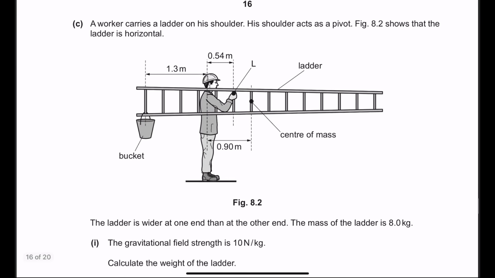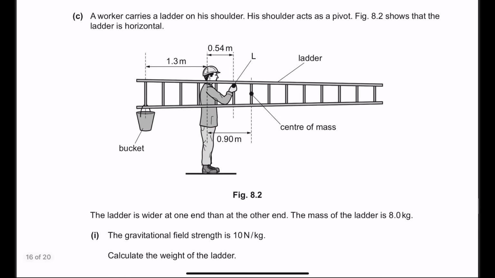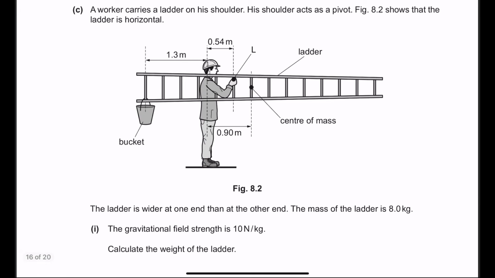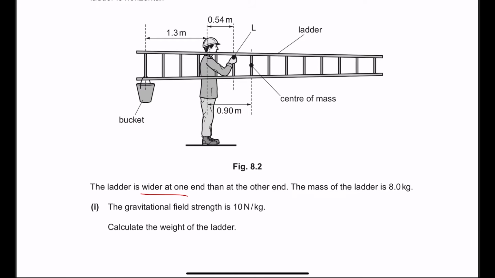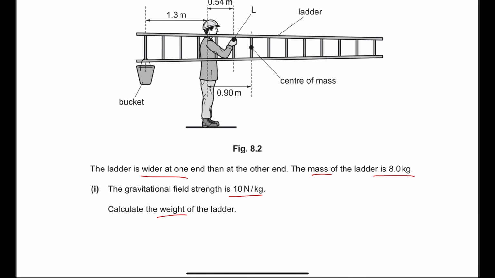Alright, now a worker is carrying a ladder, and they have shown the center of mass of the ladder, a bucket hanging from the ladder, and from one point L he is using his arms to keep the ladder in position as well. Now the ladder is wider at one end than the other. Mass of the ladder is 8 kg. Gravitational field strength is 10.